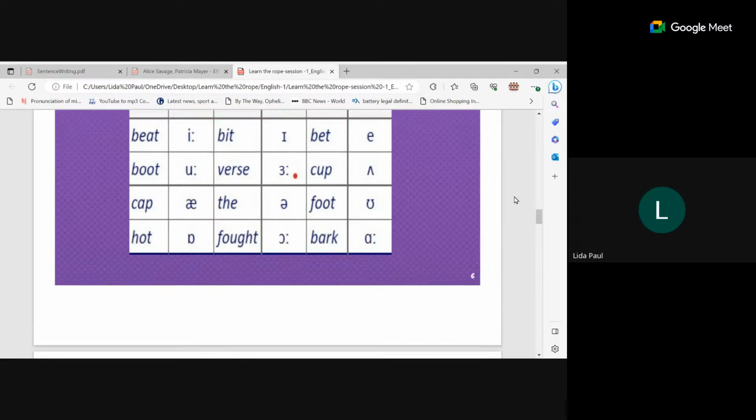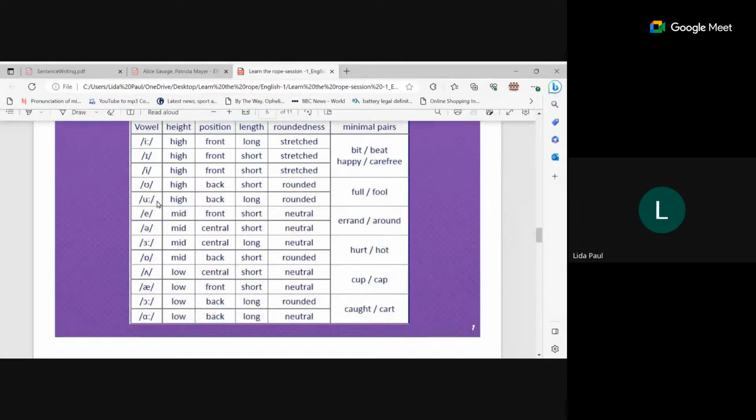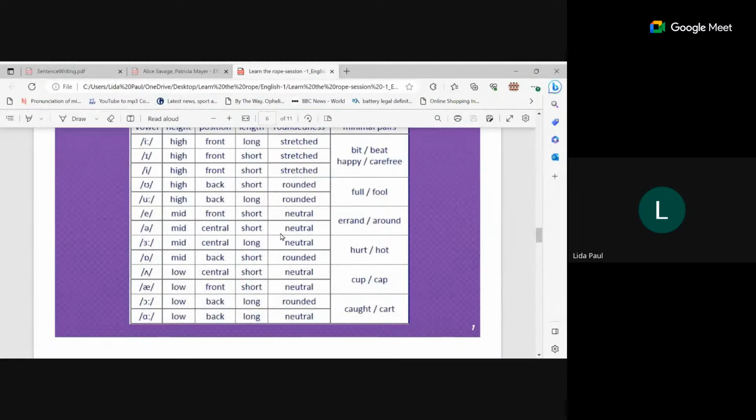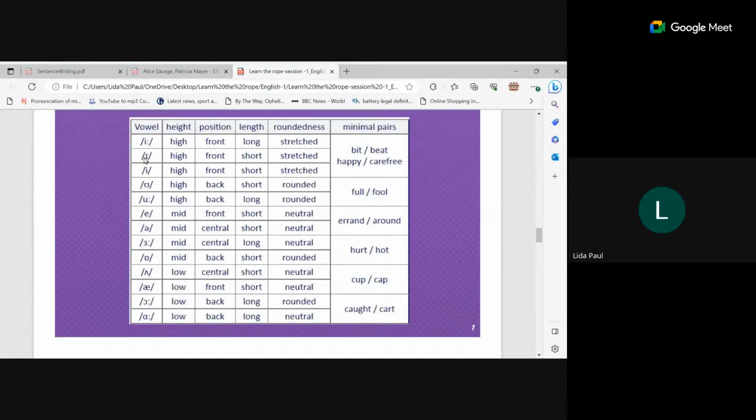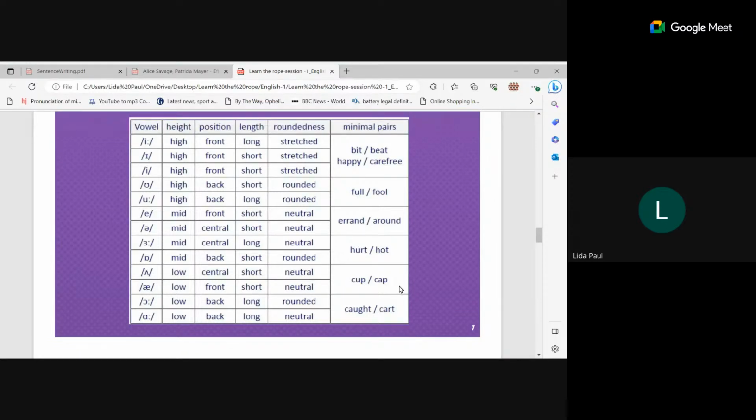Okay, so this one also again, in this table, this is a bit of a detailed one, talking about the height and the position and the length and all that. You can ignore all of this part, okay? You just focus on the vowel sounds here in the first column and the examples that you see in the last column, okay? This one is particularly important for you to understand the long and the short distinction, okay?